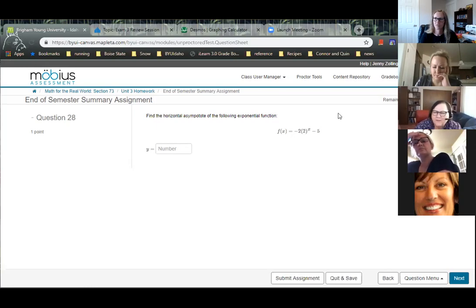Why is it different here than in the other equations? Just because we have that x in our exponent, it affects things a little bit differently. So our y-intercept would be at -7, which we can find by putting 0 in for x. But then our asymptote would be that -5, I believe.